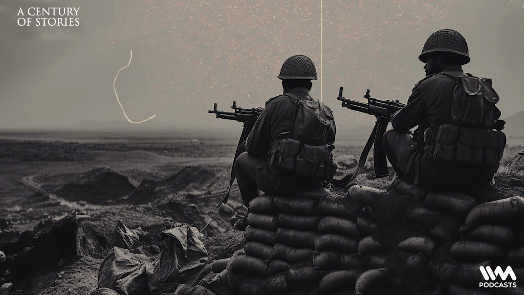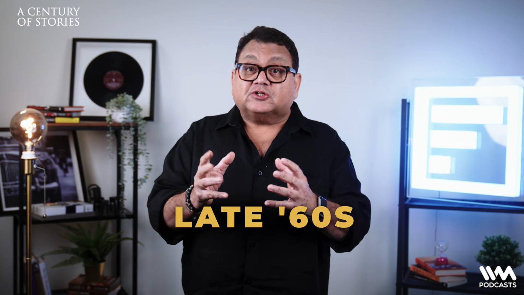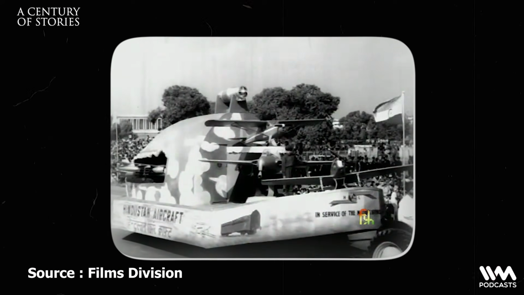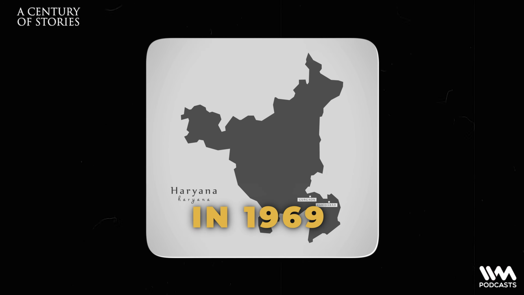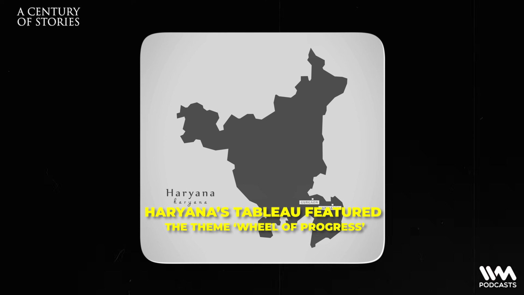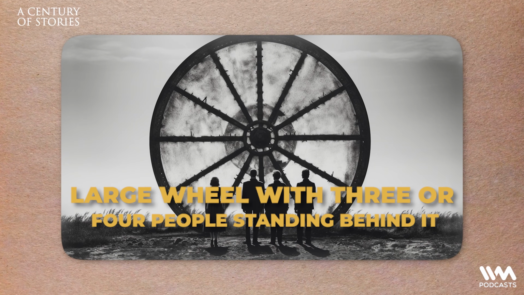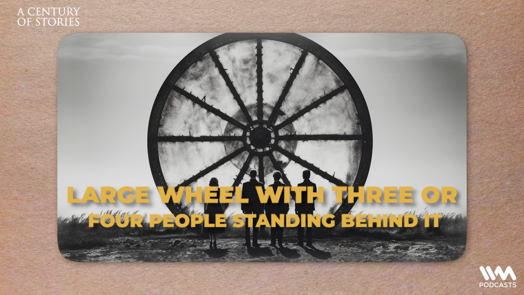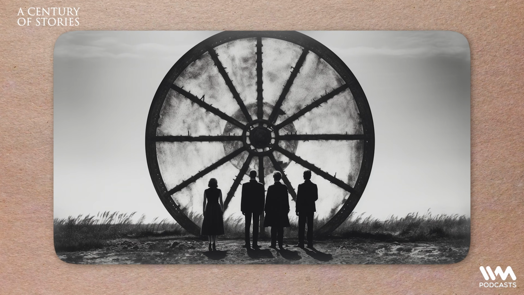As we move from the late 60s to the early 70s, national resources, growth, and sentiments evolved, and Republic Day parades reflected this change. In 1969, Haryana's tableau featured the theme Wheel of Progress. It portrayed a large wheel with 3 or 4 people standing behind it, striving for progress.